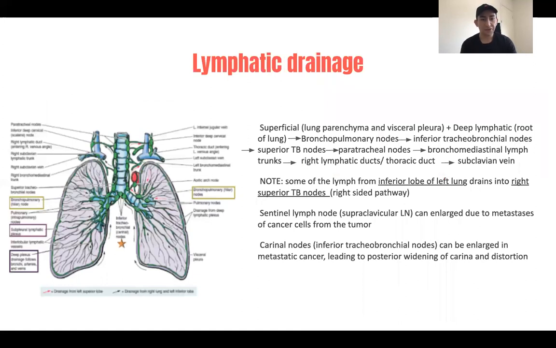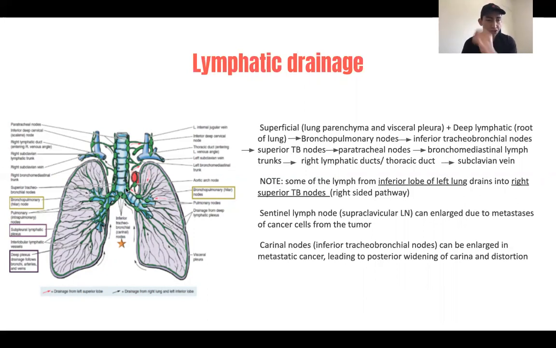As far as lymphatic drainage is concerned, you can go on to memorize this pattern from the superficial to bronchopulmonary, inferior tracheobronchial. But what I'd say is just focus on the important ones. So the hilar ones are really important. So the inferior tracheobronchial are probably the most important ones. These are the carinal ones.